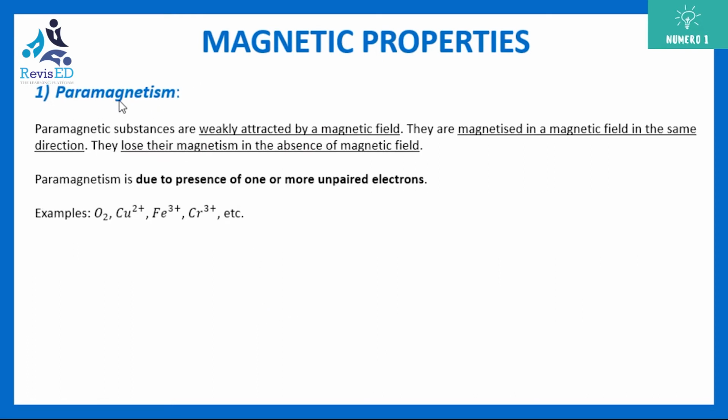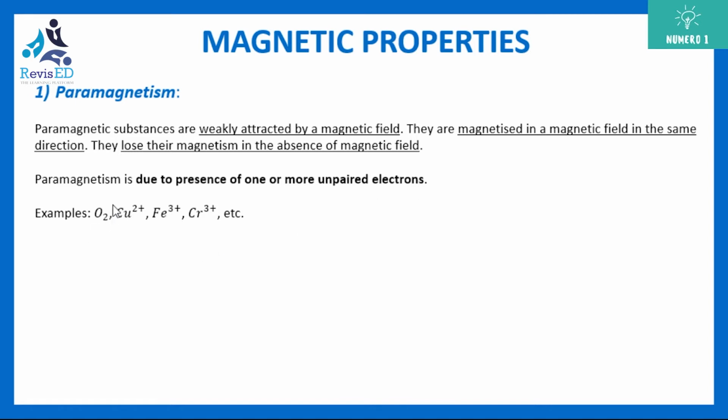Next, the first type of substances is paramagnetic substances. So we are dividing substances into different types according to their magnetic property. These substances are weakly attracted by magnetic field. They get magnetized in the magnetic field in the same direction. So basically they are getting attracted and they lose their magnetism in the absence of magnetic field. Now, this happens due to the presence of one or more unpaired electrons. Remember that unpaired electrons are very important.